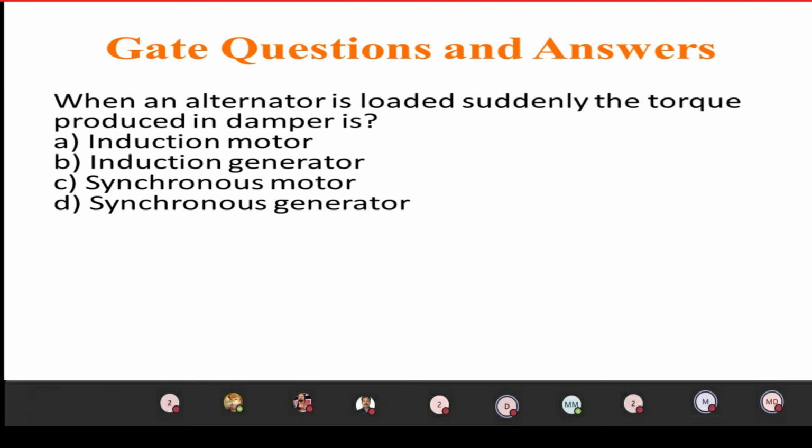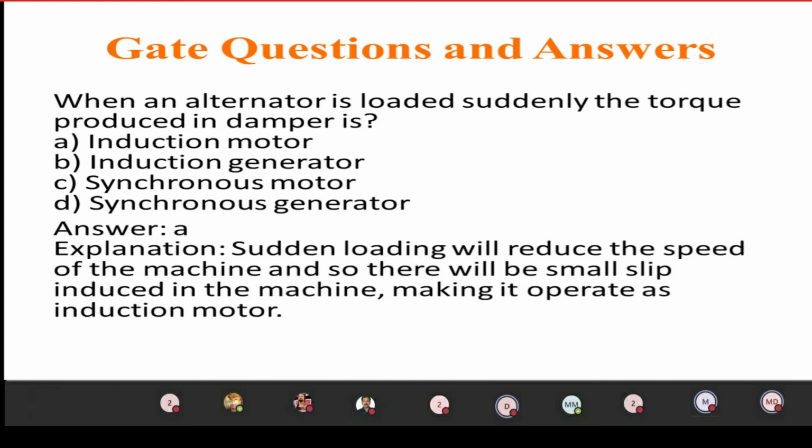When the speed is increased, the induction generator answer may be correct. If the rotor runs at synchronous speed, synchronous motor may be correct. For the synchronous generator, there is no need for damper winding. The induction motor may be the correct one. Sudden load will reduce the speed of the machine, so that there will be a small slip induced in the machine, making it possible to operate as an induction motor.